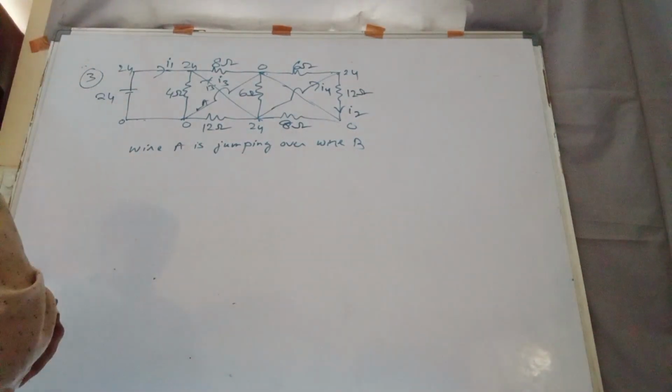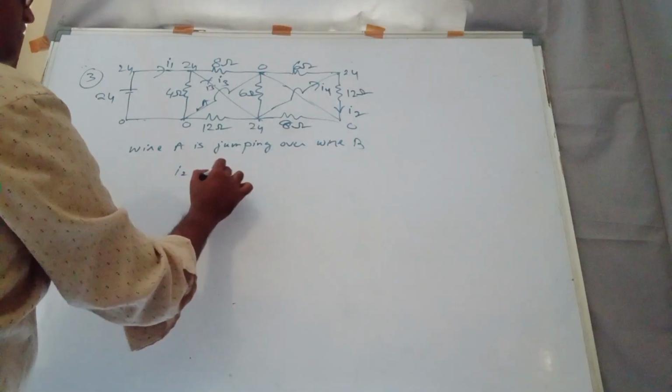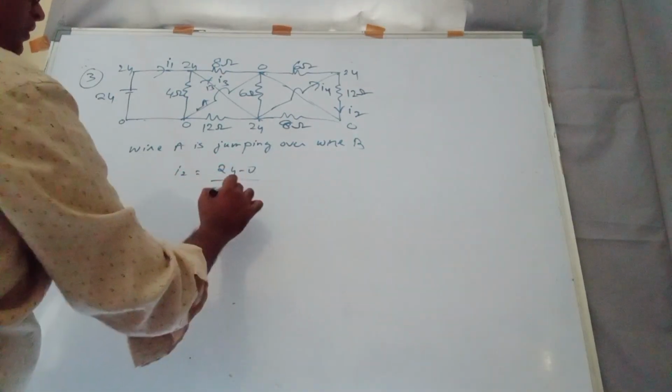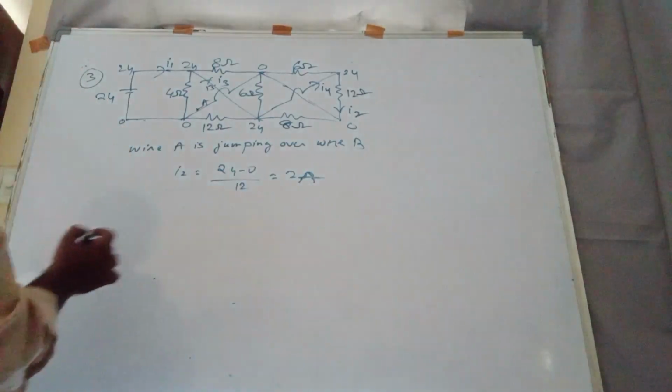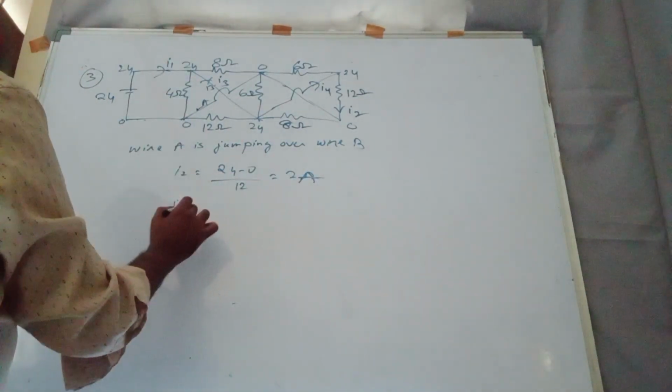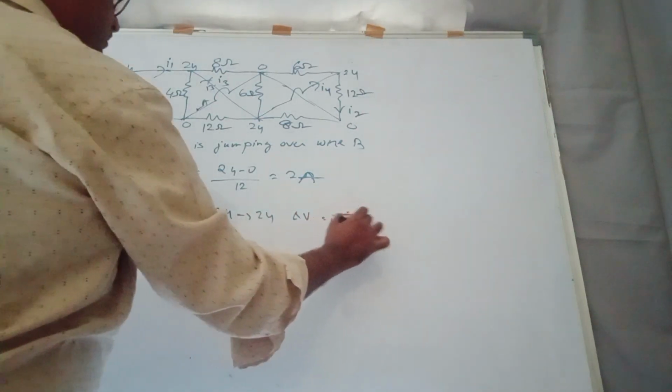Whichever current we wish to find, we can quickly find out that. Suppose I wish to find I2. I2 will be equal to potential difference 24 minus 0 divided by 12, which is 2 amps. Suppose you wish to find I1. I1 is between 24 to 24 potential. Delta V is equal to 0. I is equal to 0.